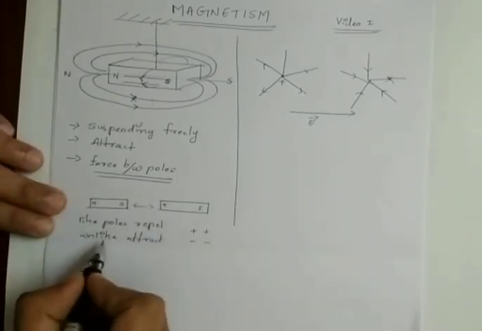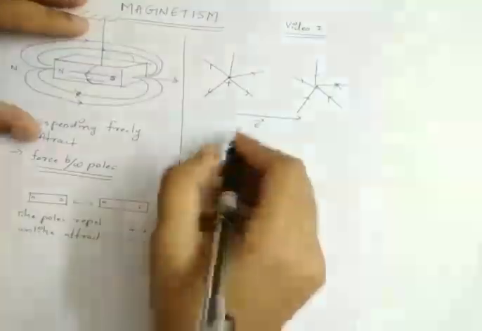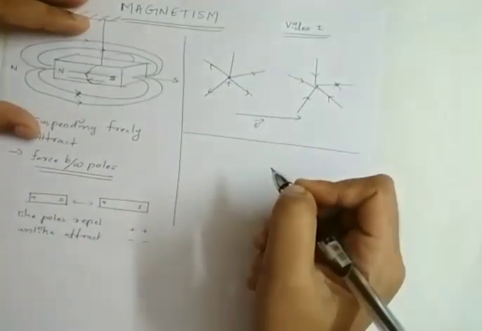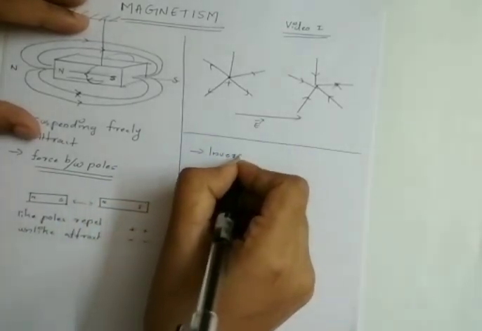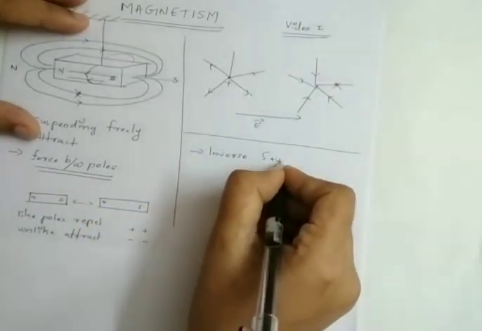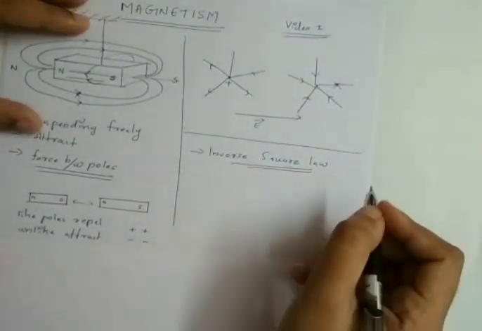So like poles repel and unlike poles attract each other. Now, just like the electrostatic force, the magnetic force also has an inverse square law of magnetic forces.